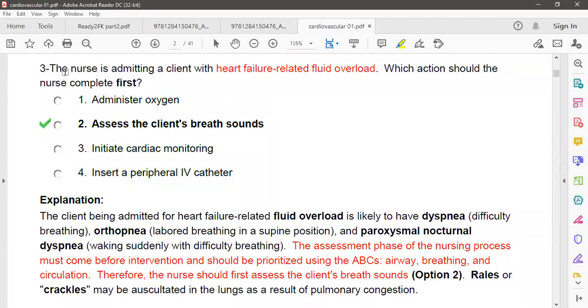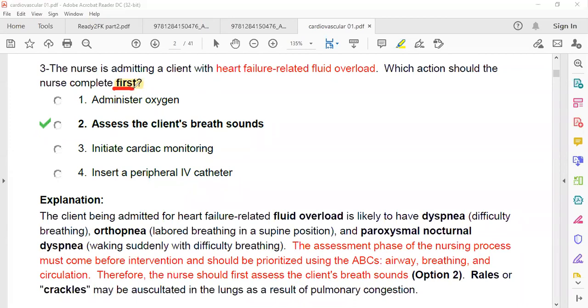So next question: the RN has admitted a client with heart failure related to fluid overload. Which action should the nurse complete first? So during the NCLEX board exam, when you read the question, it is very important to find out the keyword. So in this question, it says which action should the nurse complete first, right? So you should mark it. There are 4 options. Which one?